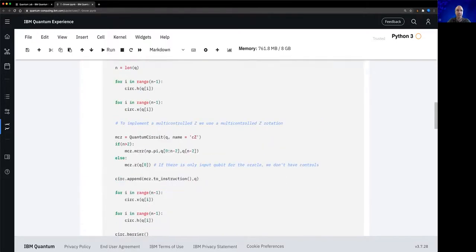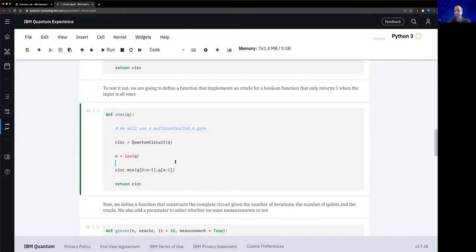I also define an oracle which returns 1 only if all the inputs are 1, because I want a situation in which only one element satisfies the condition. So only one element will return 1 on this oracle. To do that, I'm going to use a multi-control X gate. This is a generalization, sometimes called a generalized Toffoli gate, of the Toffoli gate that we have studied. So it's an X gate, a NOT gate, with many qubits controlling it.